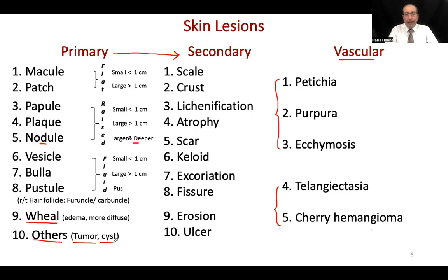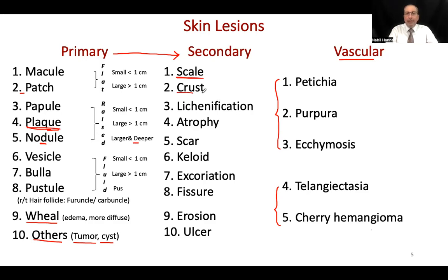If we get to the secondary lesions, scale or crust. Scales can cover a primary lesion, like the patch or the plaque. So, for example, a skin disease called psoriasis starts as a plaque, which is a large raised lesion, and then this plaque becomes covered with silvery scales. So here, the silvery scales are the secondary lesion, and the plaque is the primary lesion.